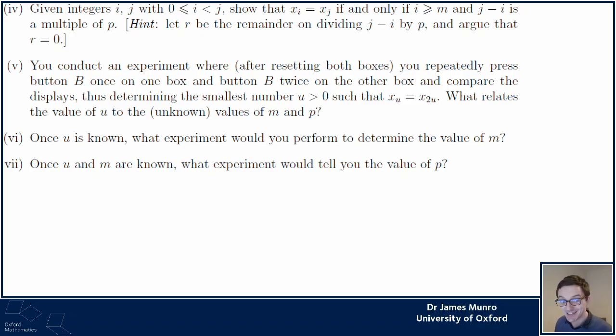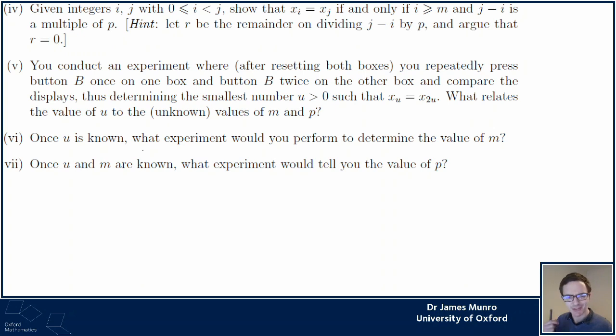Part six gets us to design a new experiment to work out the value of m. So now at this stage we know u, which is the smallest multiple of p that's bigger than m. So we know that u is some sort of multiple of p, and I suppose we've got a bound on what m is. I suppose what we want is to find the first number. xm is the first number that repeats. It's the first point at which we're in this repeating loop.